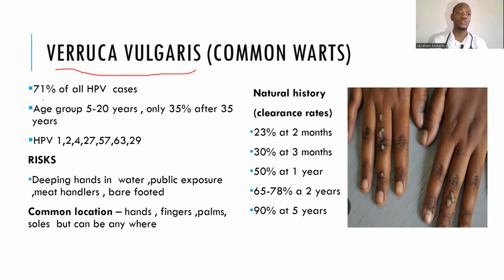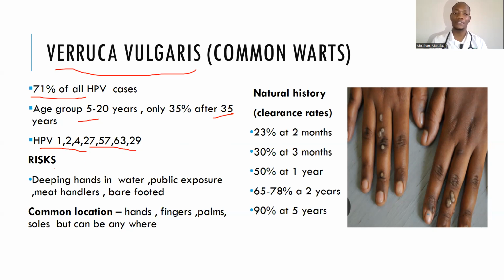This usually contributes to about 71% of all infections from the human papillomavirus, and it affects age groups from around 5 to 20 years, and only 35% after 35 years of age. So most of this Verruca vulgaris is common in the young population, and it is caused by types 1, 2, 4, 27, 57, 29, as well as 63.